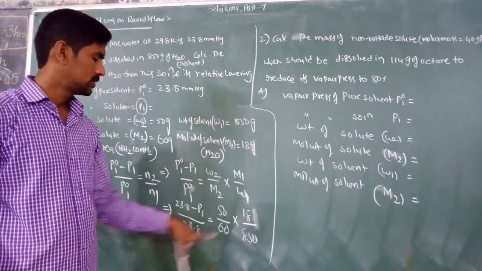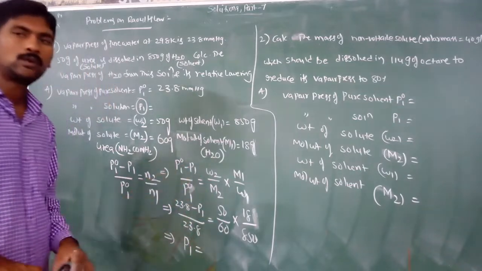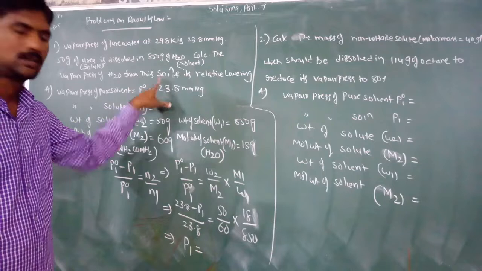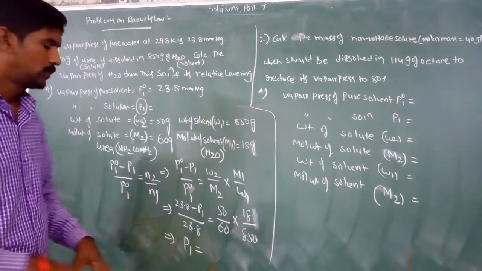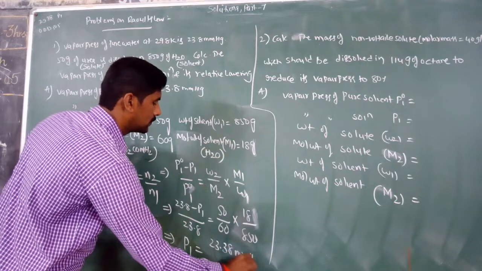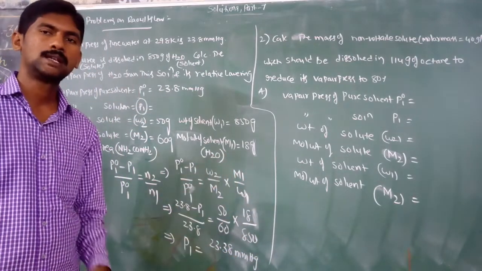So we can simplify this. What do we have to find out? The vapor pressure of solution. Vapor pressure of solution is P1. P1 is equal to 23.38 mm of Hg. We get the answer, 23.38.